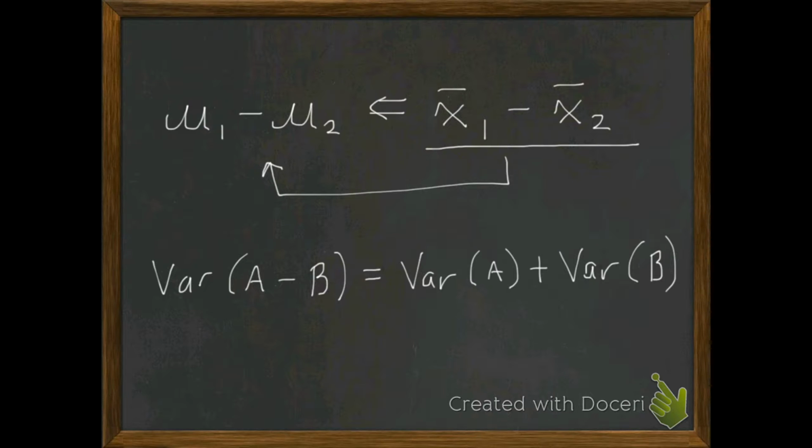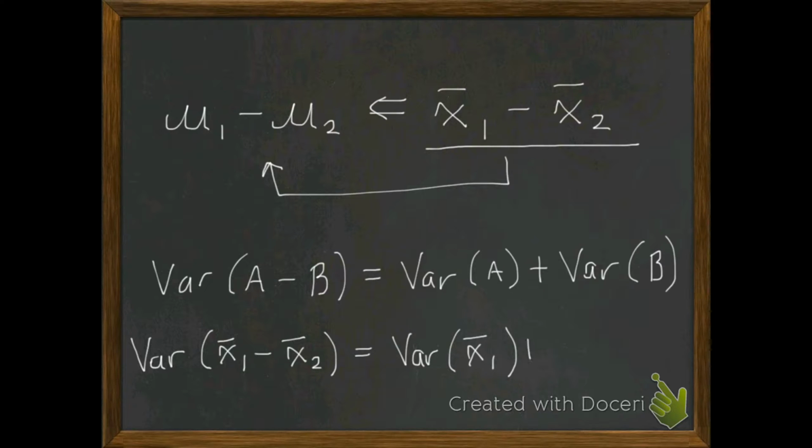Well, this leads into something kind of cool for us, because we would like to know what the variance of x bar 1 minus x bar 2 looks like. And it's pretty simple from what I just gave you. So it's going to be the variance of x bar 1 plus the variance of x bar 2.